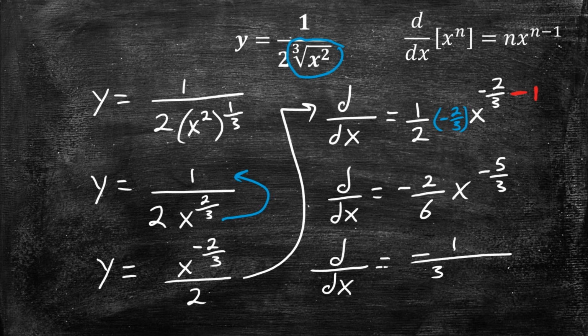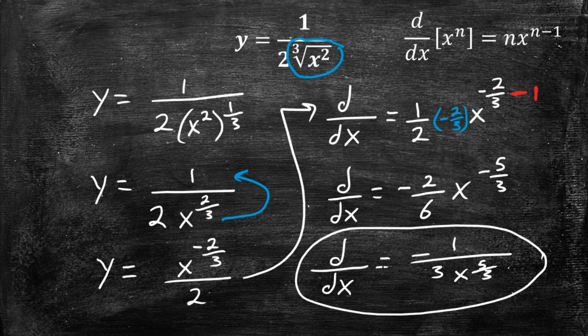And then if we bring that exponent down, we have x to the 5/3, just like that. So this right here is our derivative, and this example is complete.